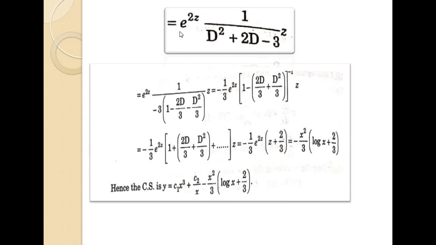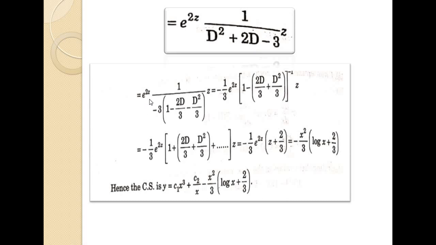Now we observe that the particular integral takes the form e power 2z by 1 by D square plus 2D minus 3 operated on z. So we observe this carefully. It is nothing but 1 by some function of D operated on z. Therefore, this comes under case 3. How will you evaluate the particular integral in case 3? By treating 1 by f of D as f of D whole power minus 1 and expanding f of D whole power minus 1 using binomial theorem and operating each term on z.